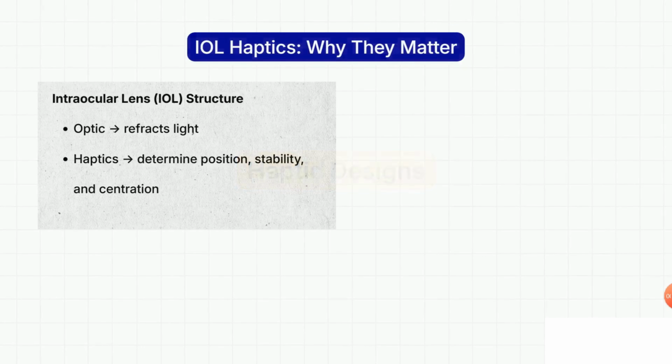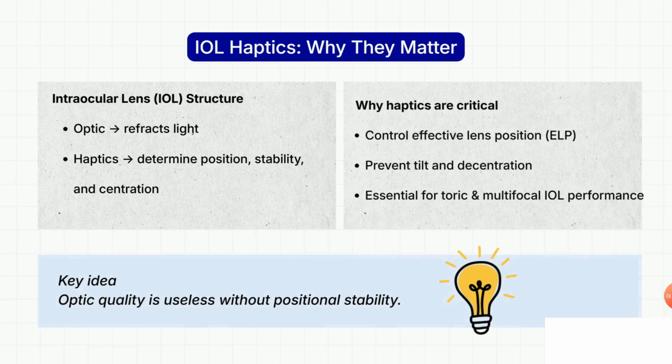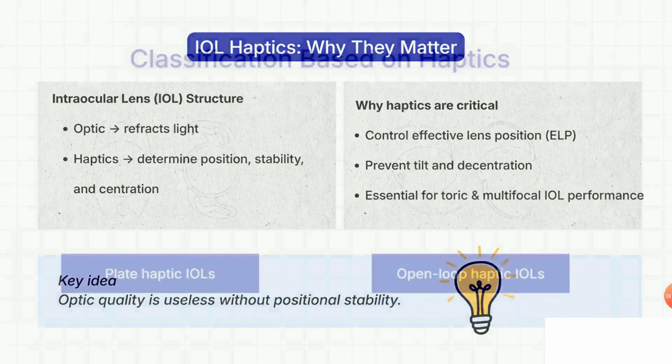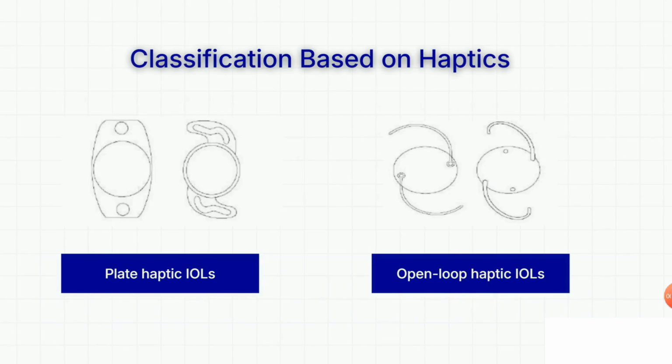that is the haptics. While the optic determines how light is refracted, the haptics determine where the optic stays, and as we have already learned, the positional stability directly influences the effective lens position, tilt, decentration, and visual quality, especially in premium IOLs. Broadly, the IOLs can be classified based on the haptic design into a plate haptic lens and an open loop haptic lens.